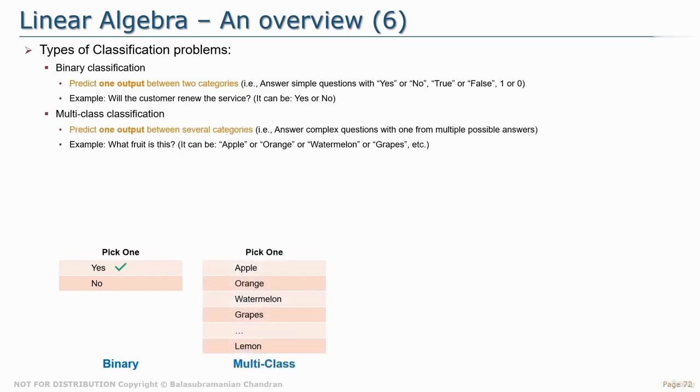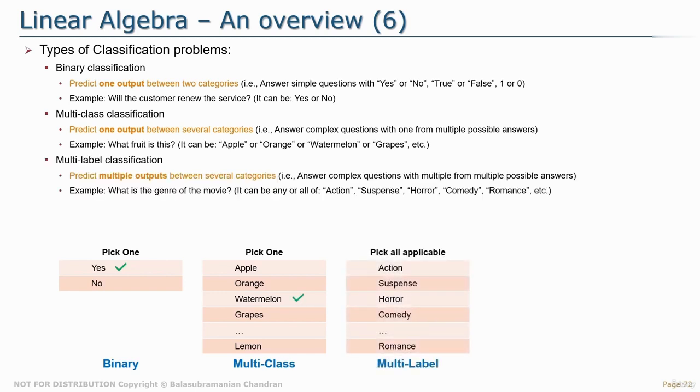Multi-class classification. Predict one output between several categories, that is answering complex questions with one from multiple possible answers. Example, what fruit is this? And the answer could be any one of the available list of fruits. Multi-label classification. Predict multiple outputs between several categories, that is, answering complex questions with multiple from multiple possible answers. Example, what is the genre of the movie? And the answers could be suspense, horror, and romance.